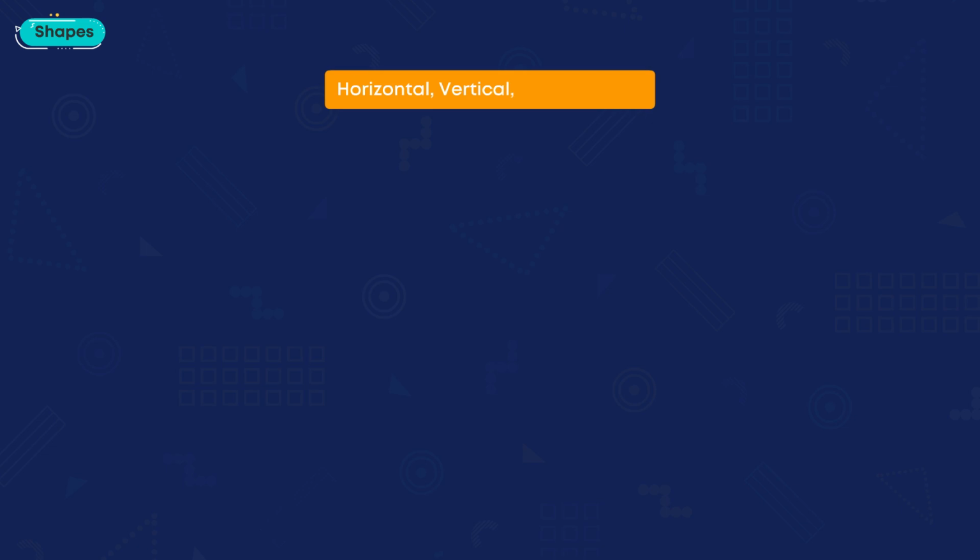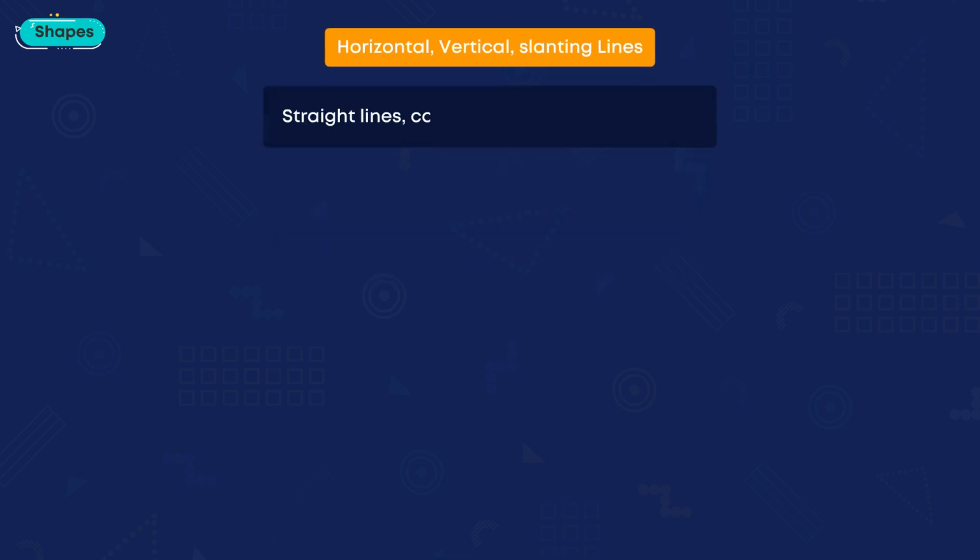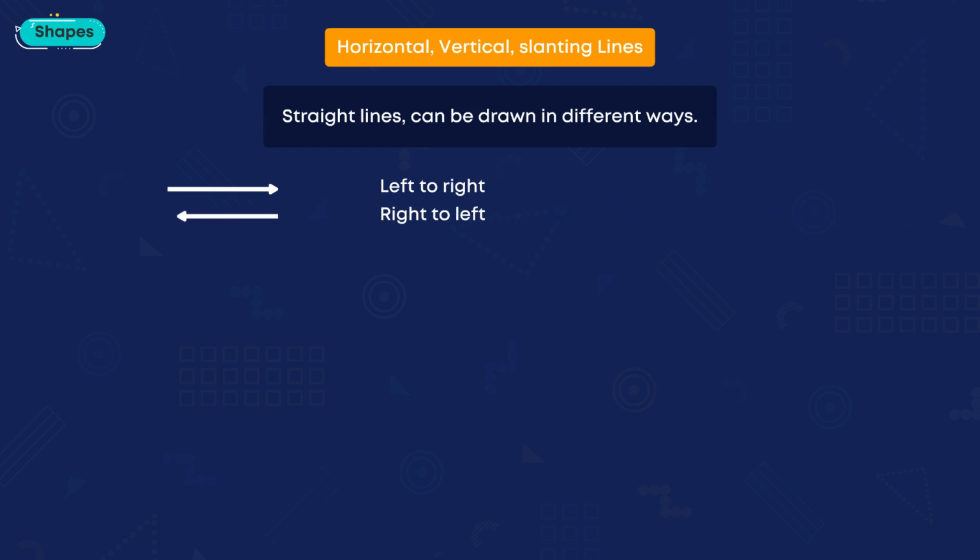Horizontal, vertical, slanting lines. Straight lines can be drawn in different ways. Left to right, right to left. These are called horizontal lines.